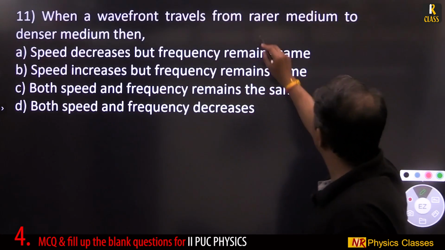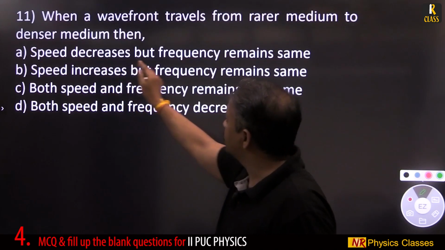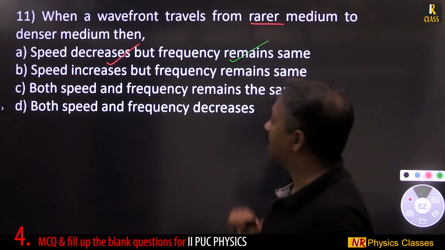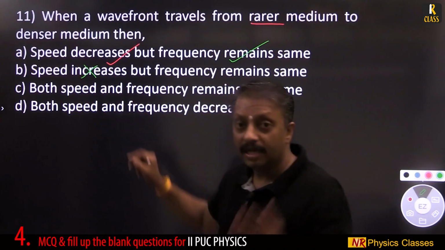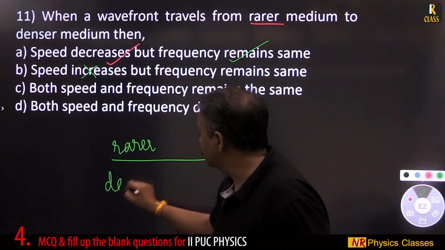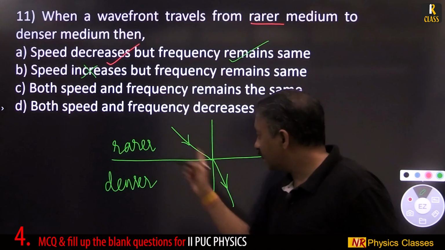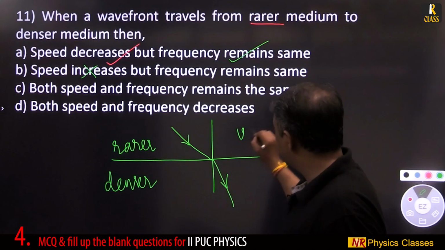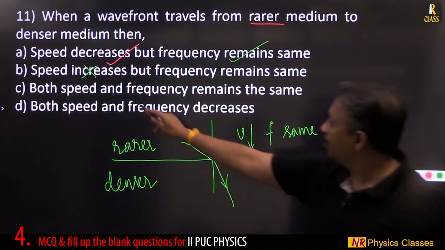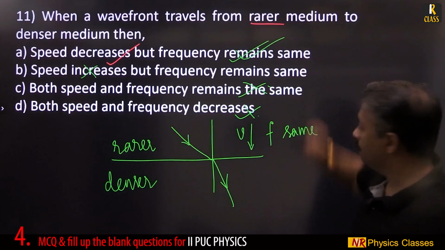When a wavefront travels from a rarer medium to a denser medium, speed decreases, but frequency remains the same. Speed increases? No. Rarer to denser, always speed decreases. It is a light ray or wavefront, doesn't matter. So speed decreases, frequency remains the same. Both speed and frequency remain the same? No. Both speed and frequency decrease? No. First one.